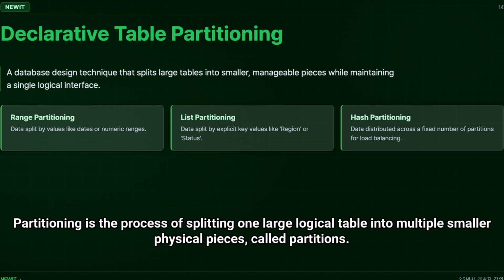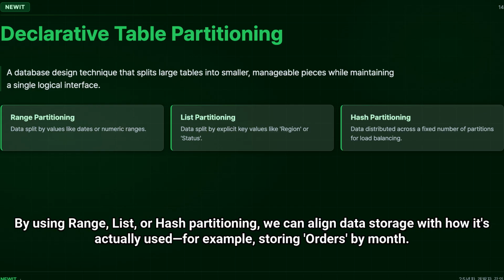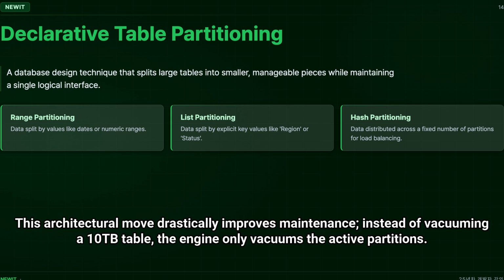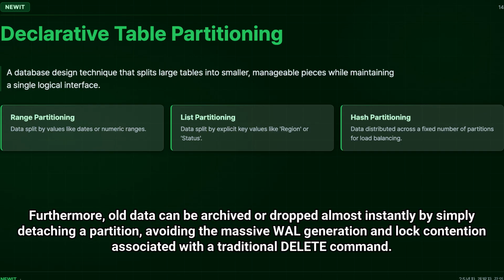Partitioning is the process of splitting one large logical table into multiple smaller physical pieces, called partitions. By using range, list, or hash partitioning, we can align data storage with how it's actually used, for example, storing orders by months. This architectural move drastically improves maintenance. Instead of vacuuming a 10 TB table, the engine only vacuums the active partitions. Furthermore, old data can be archived or dropped almost instantly by simply detaching a partition, avoiding the massive WAL generation and lock contention associated with a traditional delete command.